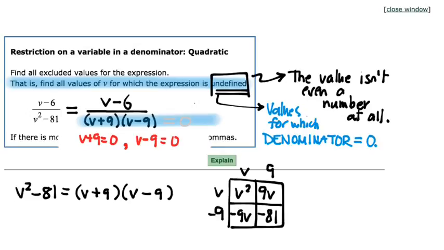If v plus 9 is equal to 0, what does that make v? Negative 9, subtracting 9 from both sides. And if v minus 9 is equal to 0, then v is positive 9.